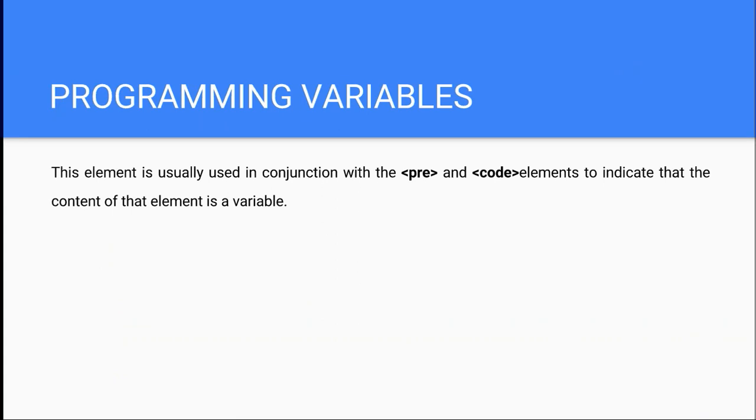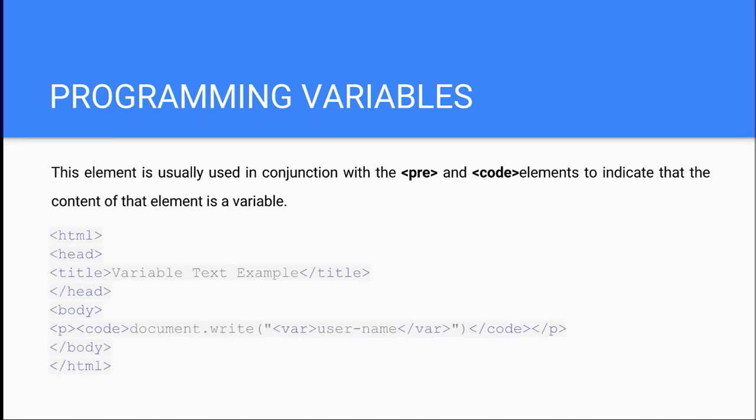And the next phrase tag is programming variables. This element is usually used in conjunction with the pre and code elements to indicate that the content of the element is a variable. So what is a variable? This is actually a different word. You're going to learn that when you learn JavaScript or jQuery, because we're going to deal with variables there. So let us try this program now.